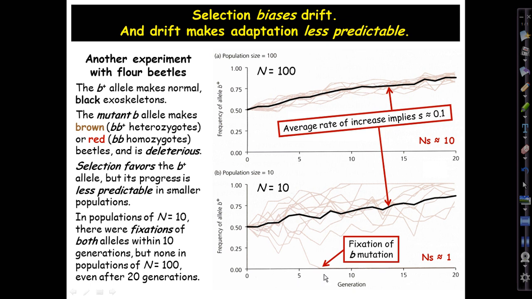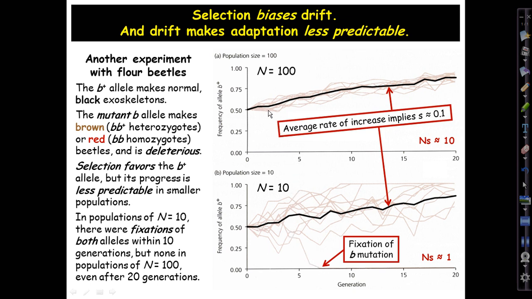So here's a fixation of B, the bad mutation, and here are some fixations of B+, the better allele. There were a few more of those. It looks like 3 of them, but nonetheless, 3 to 1, not a significant difference. And notice the trajectories are quite spread out, and they're all over the place. So it's not surprising that one of them fixed after about 7 generations.